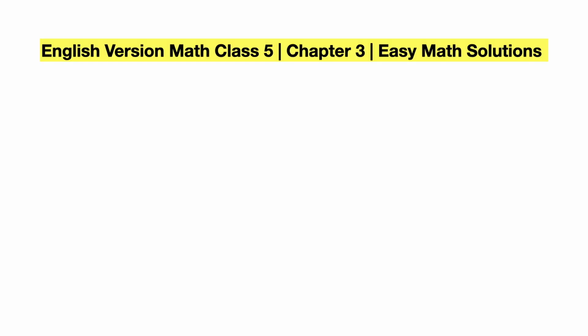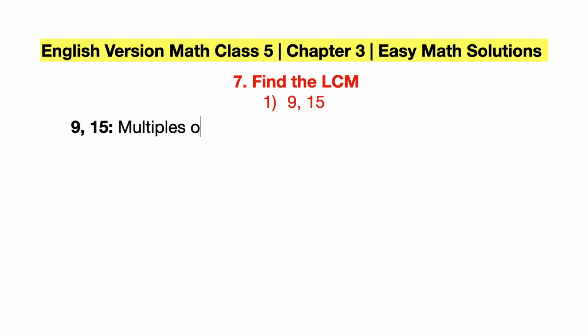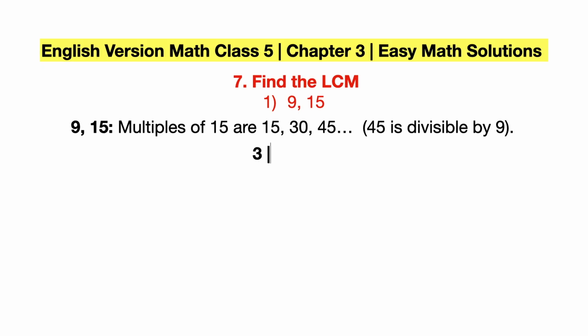English version, Mathematics Class 5, Chapter 3, Number 7. Find the LCM. Number 1, 9 and 15. If you find the multiples of 9 and 15, the LCM is 45. We can check this another way. This is 45, LCM 45.